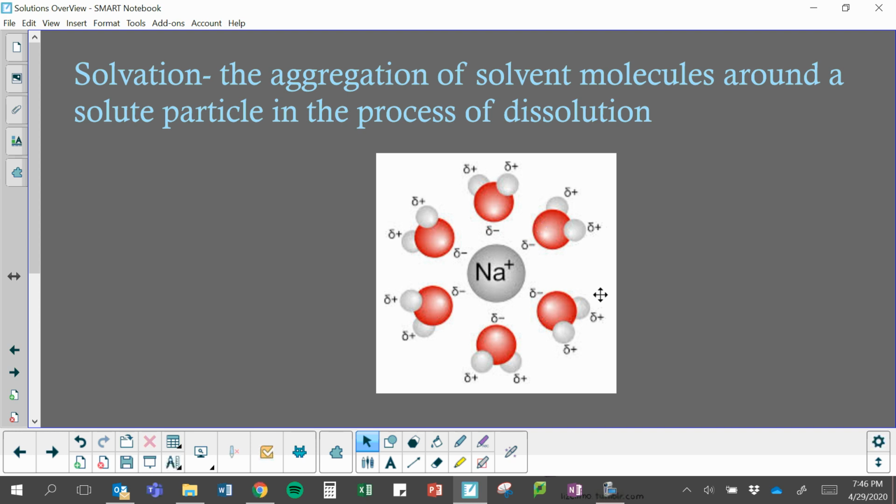It's because it's surrounding each individual particle. So we don't have a bunch of sodium atoms all together. Each sodium atom is surrounded by water molecules. So that's the idea of solvation.